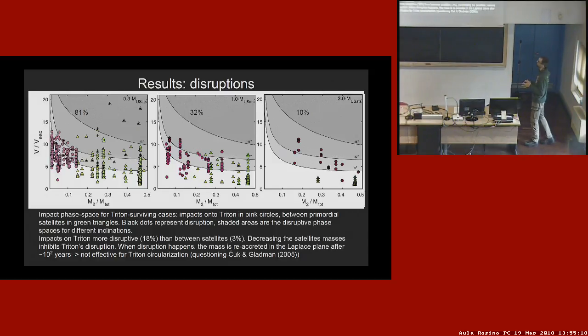And this is questioning the results of Cook and Gladman, 2005, which said that Triton's circularization, which is the main problem, because we see a highly circular orbit of Triton around Neptune, happened because of interaction with the debris disk. The debris disk is accreted back into a new moon in 10 to the 2 years, because the tidal synchronization time is much higher, 3 orders of magnitude higher, 10 to the 5 years. Of course, impacts on Triton are more disruptive than between satellites because they are higher velocity.